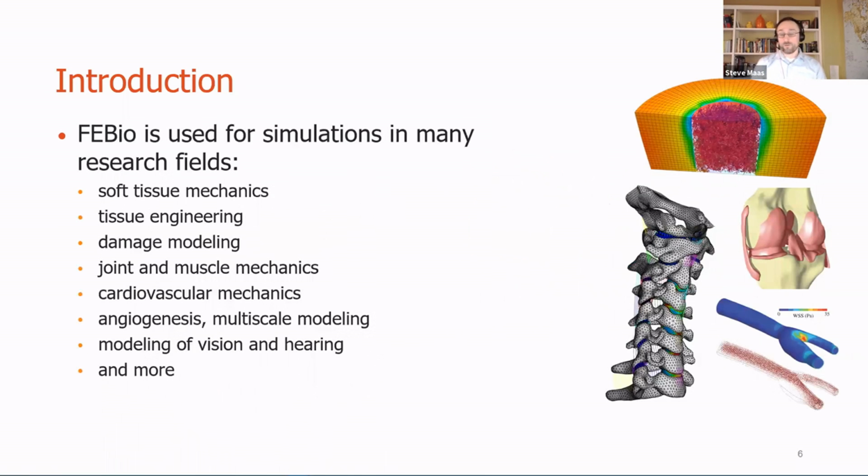So where are researchers using FEBio? They're using it in many different research fields, including soft tissue mechanics, tissue engineering, damage modeling, joint and muscle mechanics, cardiovascular mechanics, angiogenesis, multi-scale modeling, modeling of vision and hearing, and much more. Again, a more complete list of all these publications and research areas can be found on the website.